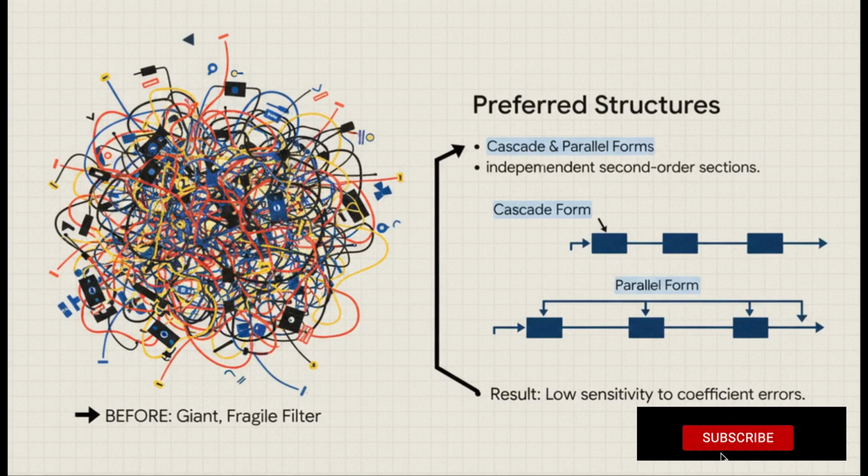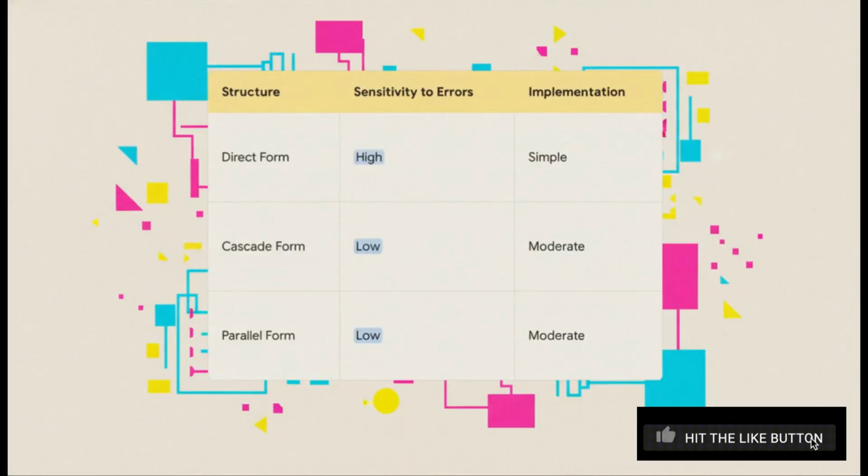And this is the elegant solution. Engineers almost always prefer structures like the cascade and parallel forms. Why? Because instead of building one giant, complex, fragile filter, they break the problem down. They build it as a chain of much smaller, simpler, more stable sections. This keeps those sensitive poles isolated from each other and stops the errors from ever piling up in the first place.